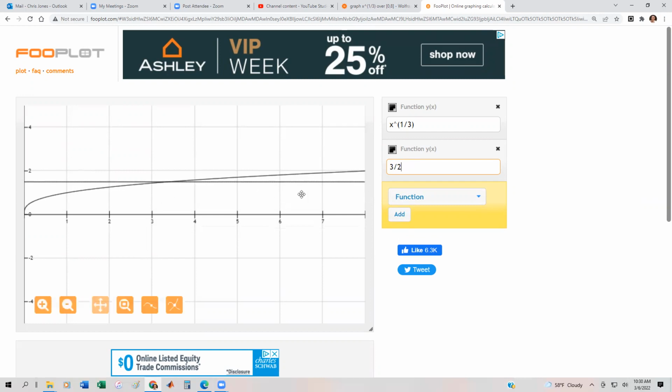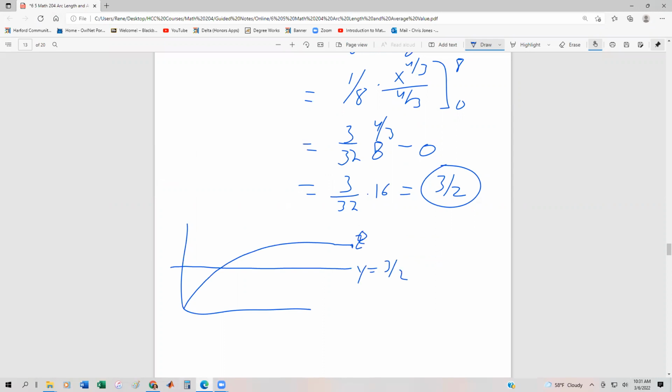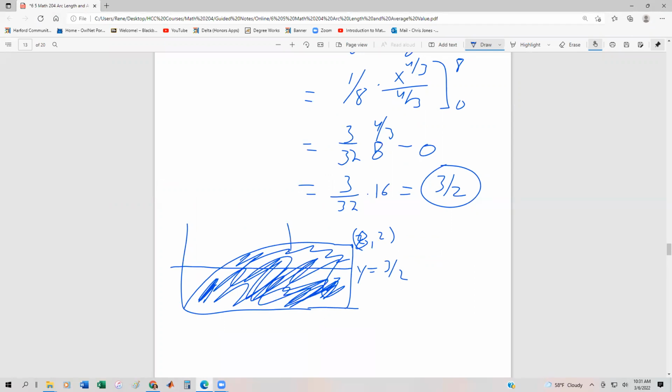And this area, okay, so I'm going to draw two different graphs just to kind of show you what the average value really can do. Okay, so one of the graphs is just going to be this, where this is the line y equals 3/2, and then this is going to be the point 8, 2. And so this would be the area bound by just the function itself. Okay, so, and I'm going to call that A1.